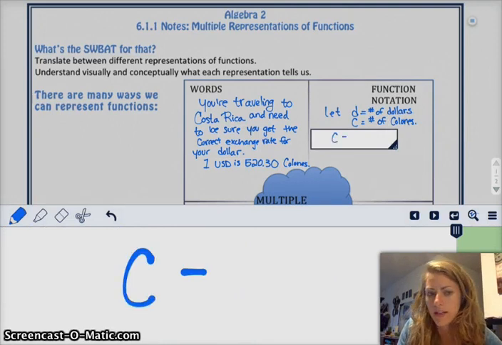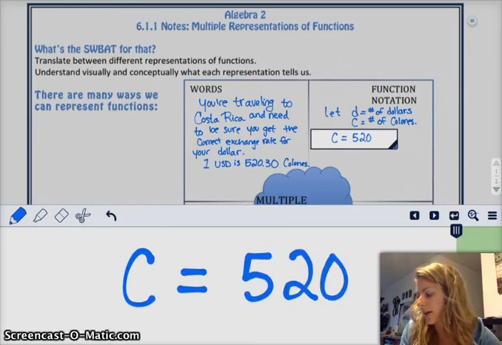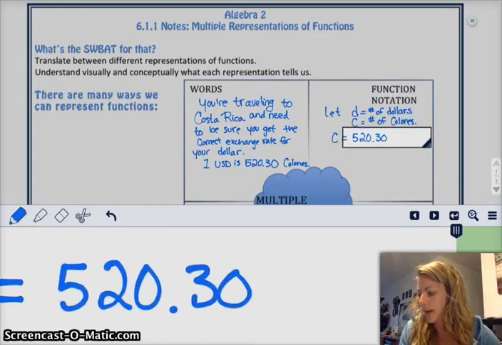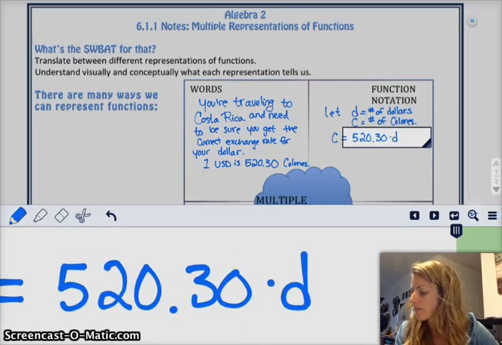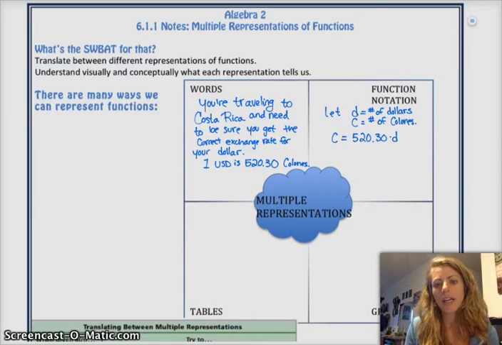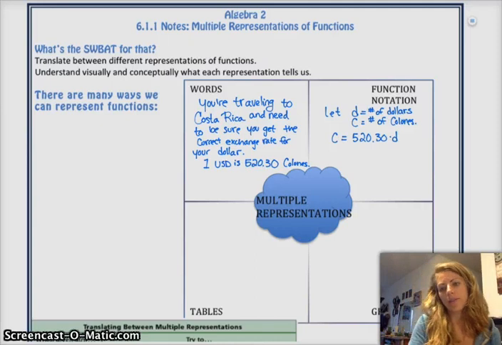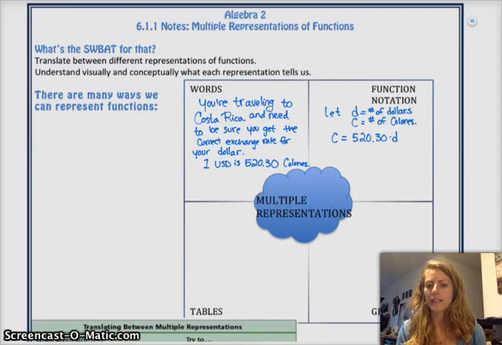So I'm going to say something like the number of colones is equal to 520.30 times the number of dollars, right? Because if I have $1, that's going to be 1 times 520, and that's the number of colones. If I have $2, that's 2 times 520, that's the number of colones, okay?